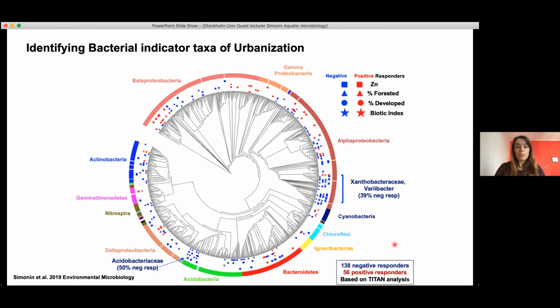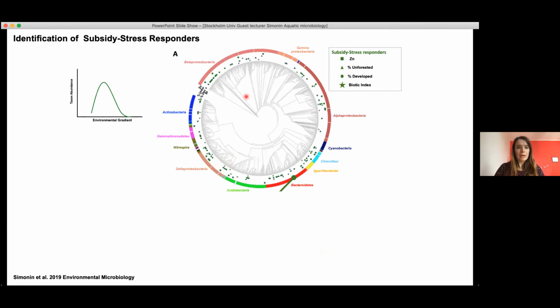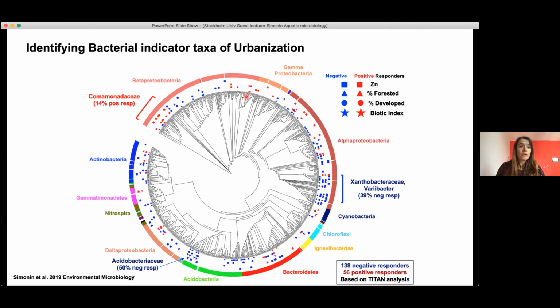Now I'm showing you in red the positive responders to urbanization. You see that they are also distributed along the phylogeny, but there are not that many. We found 56 taxa. In some groups like Acidobacteria, we never found a positive responder. We mainly found them in the Betaproteobacteria here, so the Comamonadaceae, for instance, and mainly among Proteobacteria. So this is just the approach we used, and from this we can get a list of potentially interesting indicator taxa, both positive or negative responders.